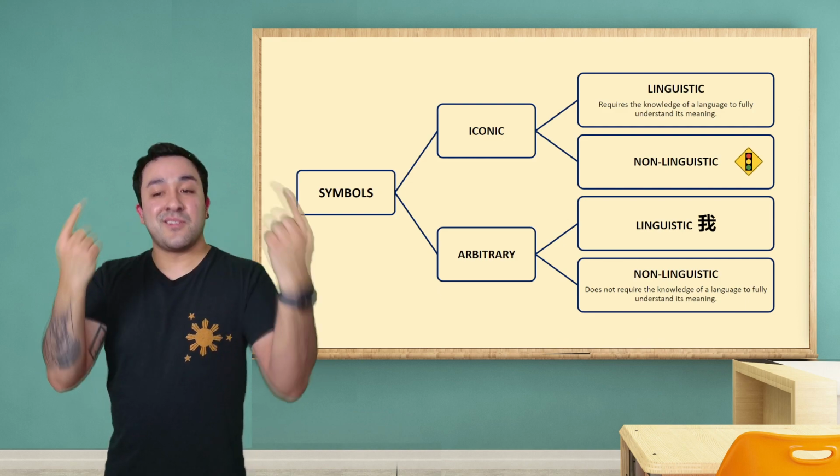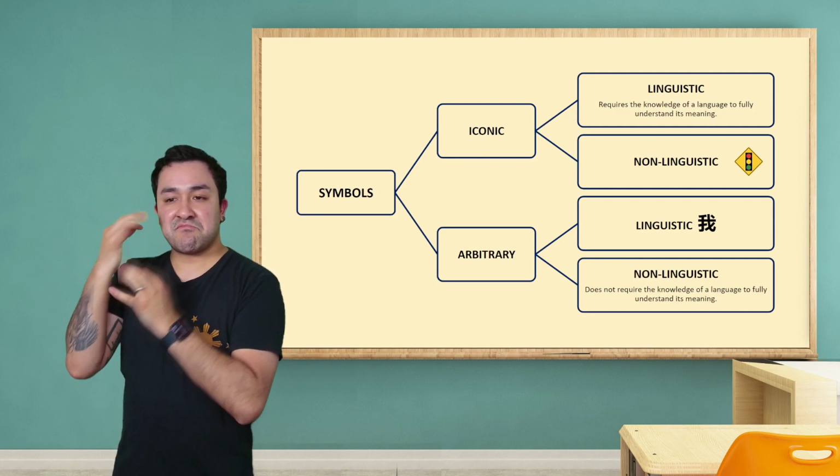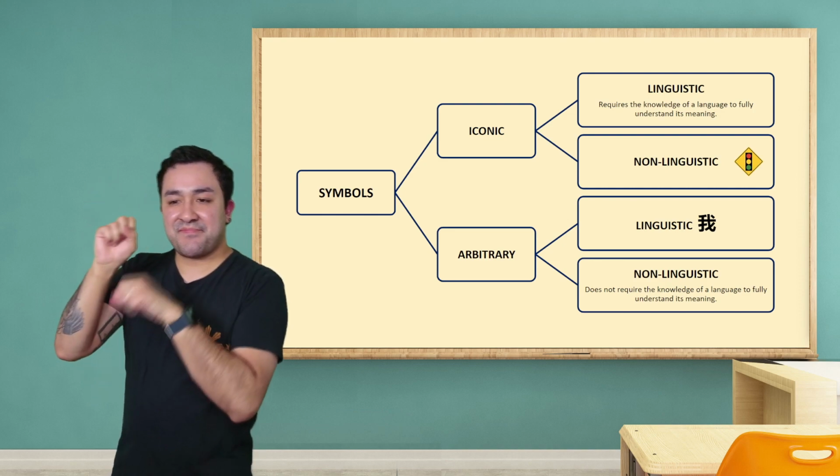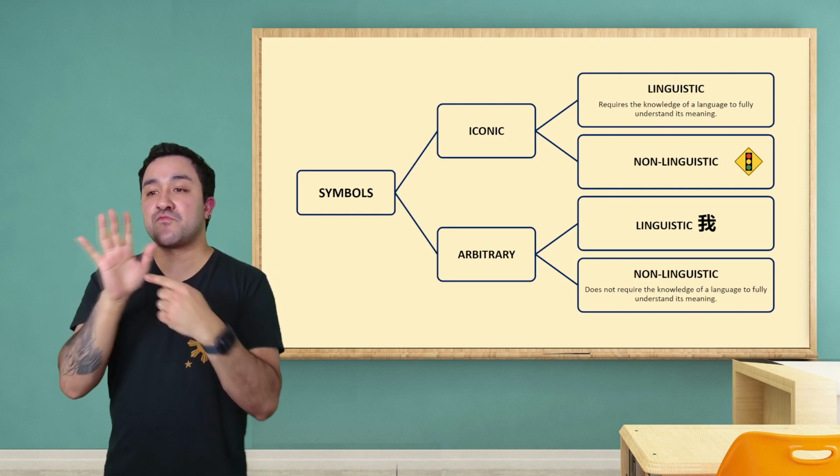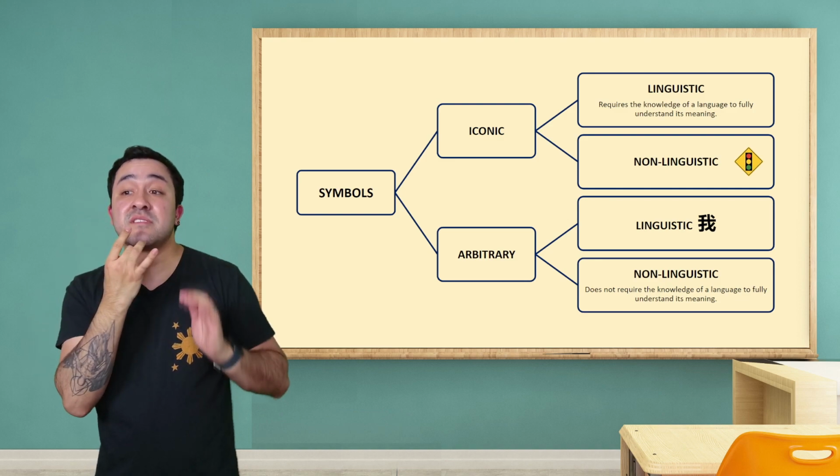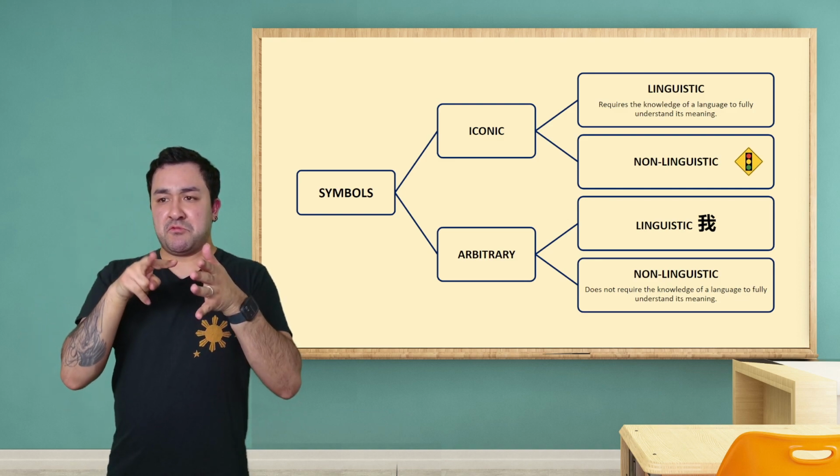Non-linguistic is the subcategory where the symbol does not require the knowledge of the language to fully understand the meaning. For example, this picture of a traffic light. Language does not matter when looking at this picture.